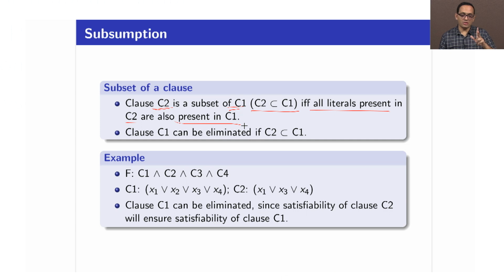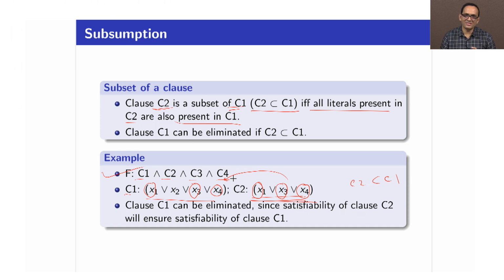Let us take an example. Suppose I have a formula which has 4 clauses C1, C2, C3, C4, and let us say C1 is this and C2 is this. You can see that C2 is a subset of C1, because x1 occurs here and there, x3 occurs here and there, and x4 occurs here and there. So all literals present in C2 are also present in C1. So C2 is a subset of C1.